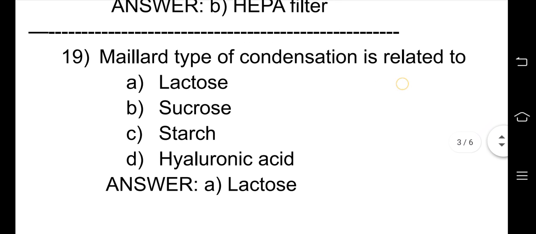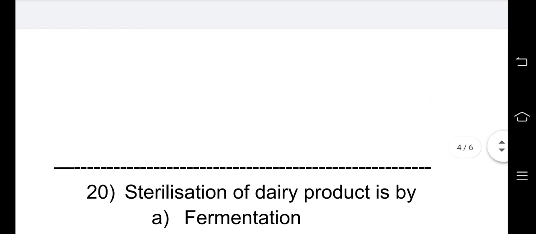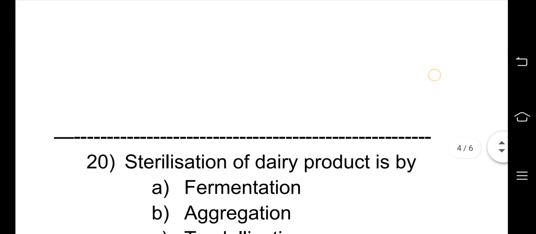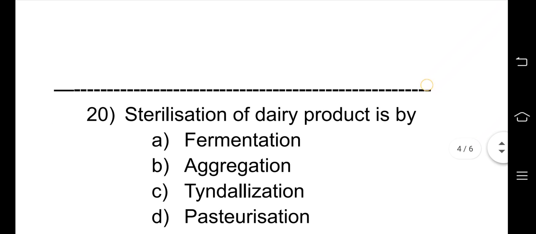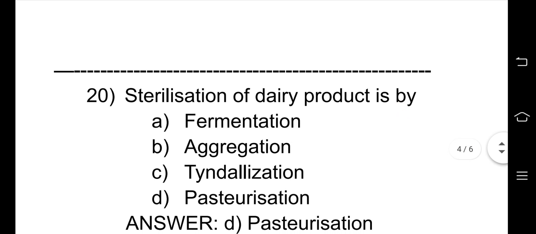Now coming to 20th question. Sterilization of dairy product is by option A fermentation, option B aggregation, option C tyndallization, and option D pasteurization. So dairy product, for example milk, is sterilized by option D pasteurization. So there are two methods in pasteurization. One is a Holder method and another one is a flash method.